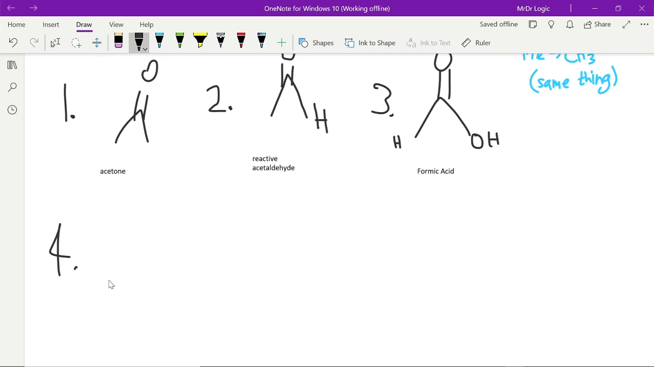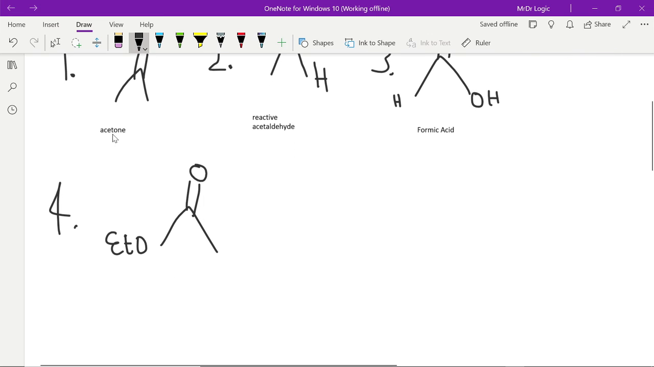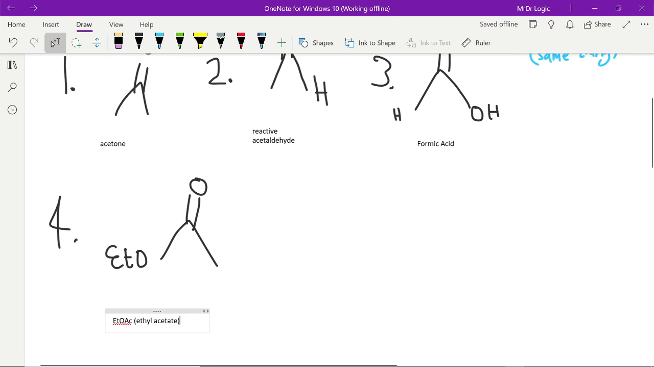Okay, now number four, we got this bad boy, which is actually an ester. And you can already imagine what we should be looking at here. It's commonly referred to as this, or aka ethyl. I spelled that wrong. Let me just fix that. Ethyl acetate.